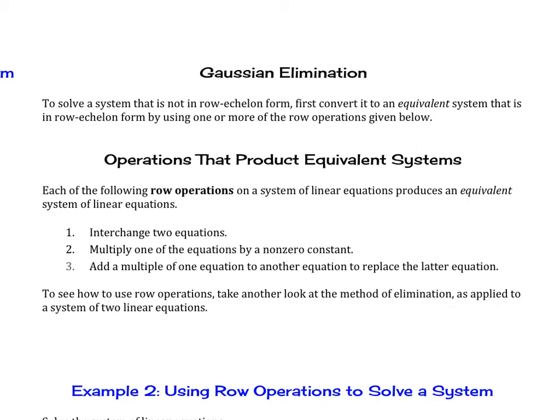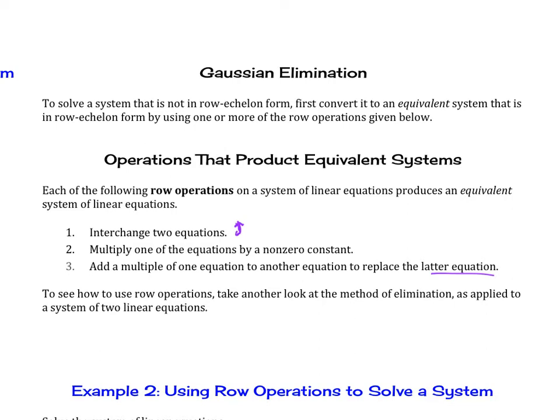We'll want to do that when we want the leading coefficient to be 1, and sometimes it's faster just to exchange the position of equations. Number 2, we can multiply one of the equations by a non-zero constant, so that could be a whole number, that could be a fraction. Number 3, we're going to add a multiple of one equation to another equation to replace the latter equation. To see how to use row operations, we're going to take another look at the method of elimination as applied to a system of two linear equations.